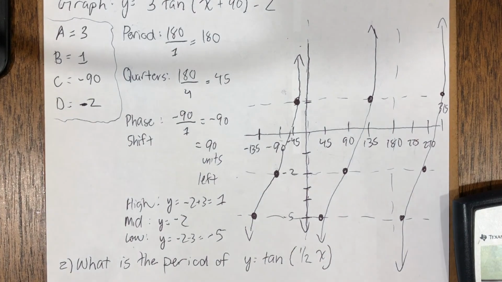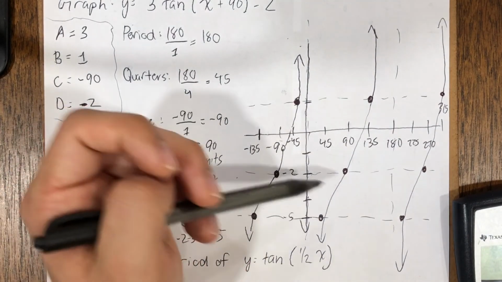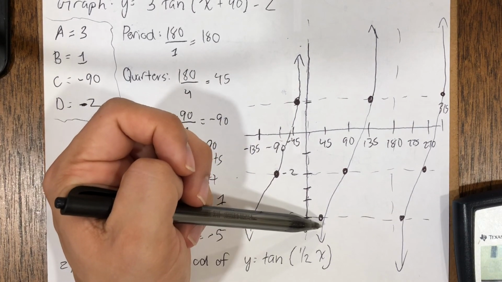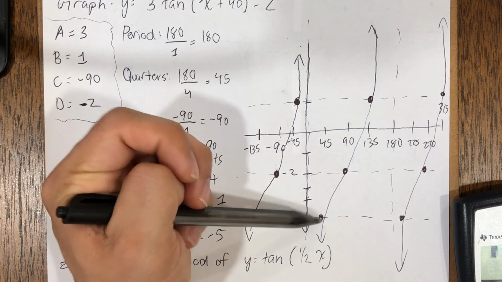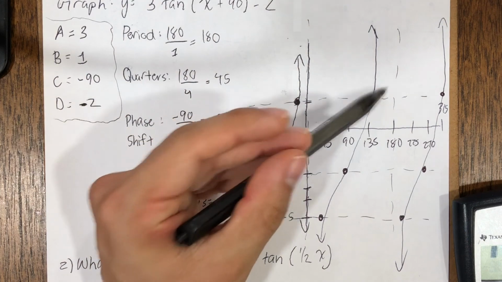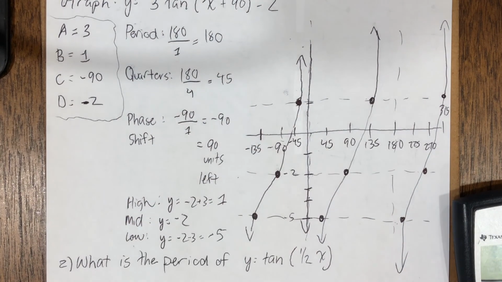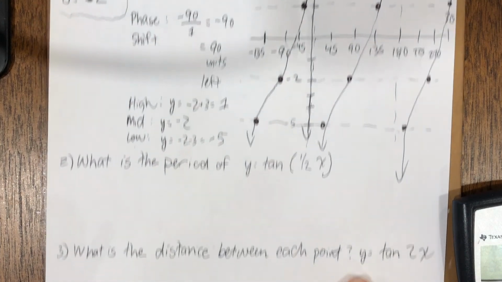All right, now if you recall about tangents, the pattern for every tangent graph would be low, mid, high, asymptote. Low, mid, high, asymptote. All right. So let's move on to the next problem.